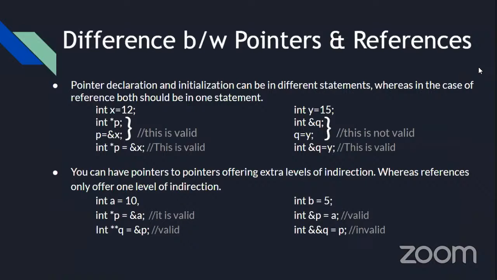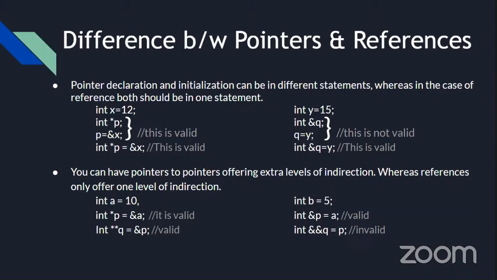Okay. So these pointers and references provide the same capabilities in many situations, but there are some differences too. So now let's have a look at some of the main differences. First of all, the initialization. In the case of pointers, both the declaration and initialization can be in the same statement or in different statements or lines. But in the case of reference variables, both initialization and declaration should be in one statement.